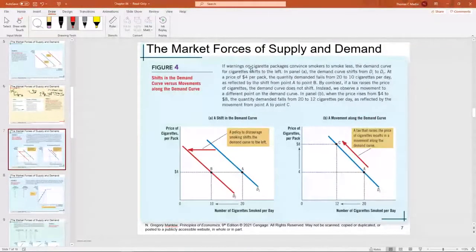Here we see the market force, supply and demand. Basically, they're just showing you that if you move to the right or move to the left, you'll see a change in consumption even if it's the same price. Now this one right here is where the company itself increases the price of the cigarettes. They did not change the demand curve. They just changed the pricing on the products.